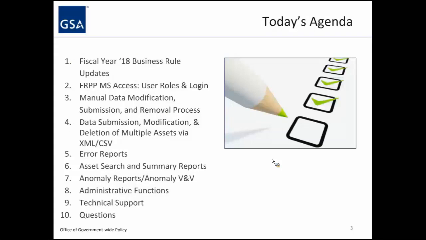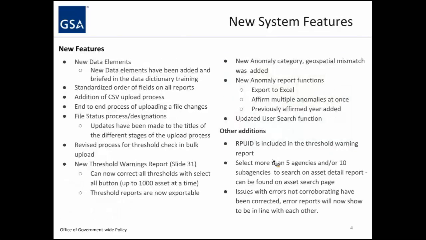Okay, so today's agenda, this is kind of the process that we're going to work through. We'll focus on those business rule updates. We'll go through user roles and login. We'll go then through the manual data modification submission and removal process. And then we'll go through that submission process using XML and CSV. Next, we'll go over the error reports and asset search, and then highlighting the anomaly reports and anomaly VNV. And finally, the end, just some administrative functions, and then leaving time for questions after technical support.